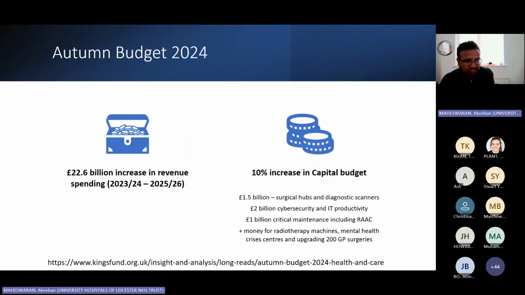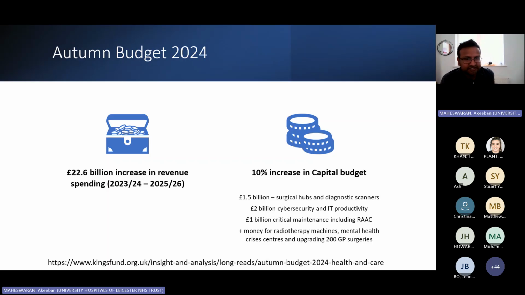So the last budget in autumn 2024 had a £22.6 billion increase in the revenue spending over the following 2 years, and they put an extra 10% increase into capital budgets. Okay, your big one-off budgets, and so they put some money into surgical hubs, diagnostics. They put some money into cybersecurity, and hundreds of millions of pounds into upgrading GP surgeries.